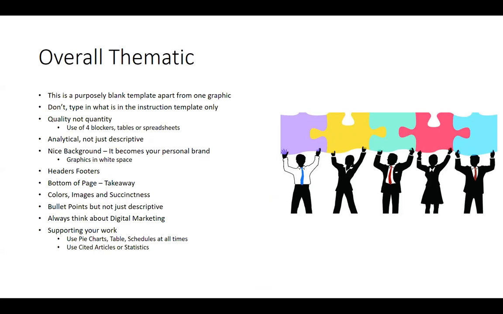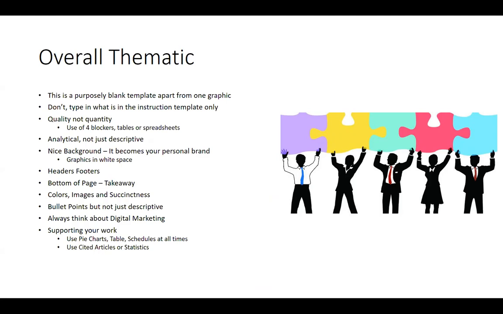And also, at the bottom of a page, feel free. One of the ways you can have an impact is a takeaway. What I mean by that is, what is the key point of that slide? Unique selling point is, or something that you want to put in there. Colors, images, and succinctness. That's what's going to win at these sorts of things. Bullet points, but again, not just descriptive. Email marketing, that's not bad. Social media, that's not bad.